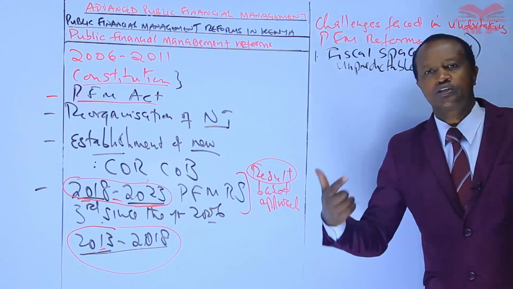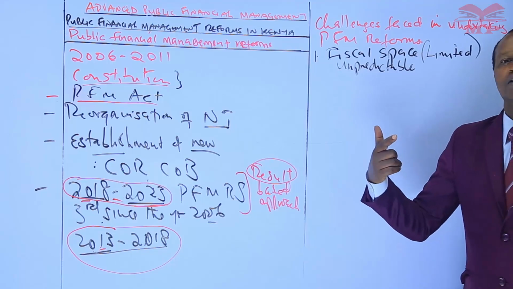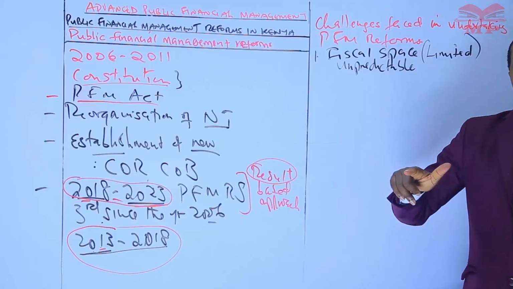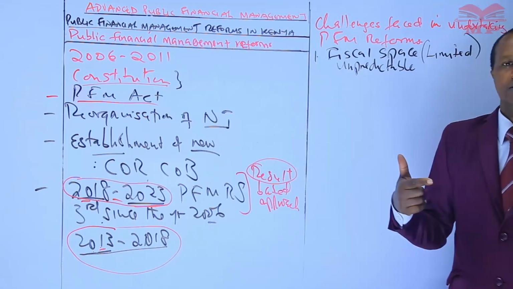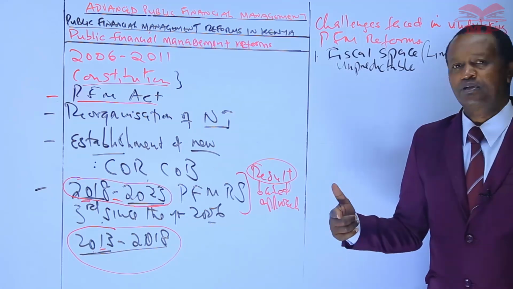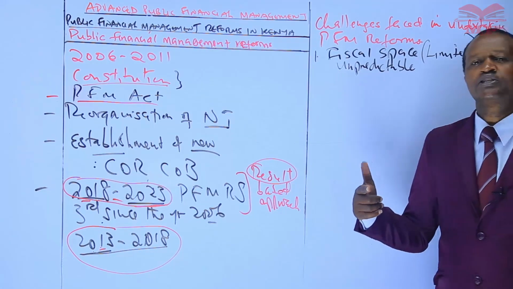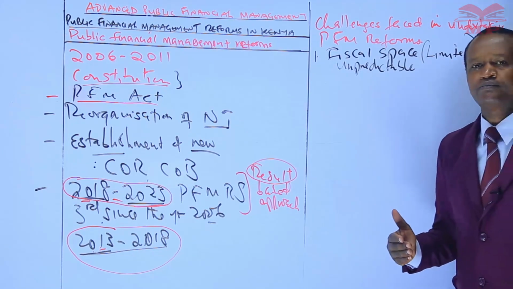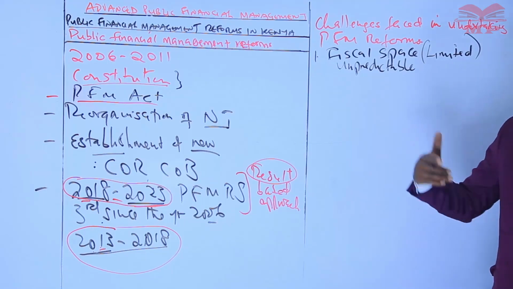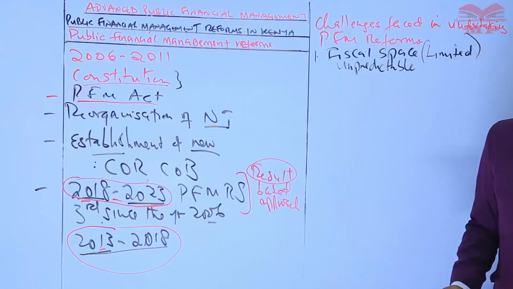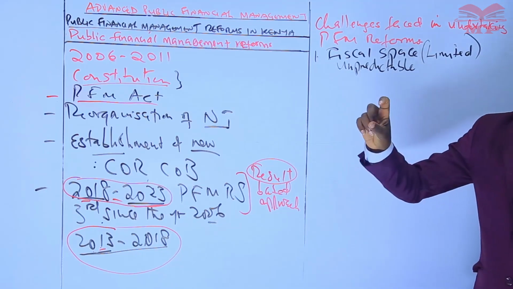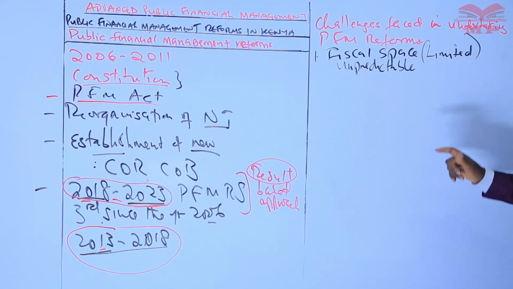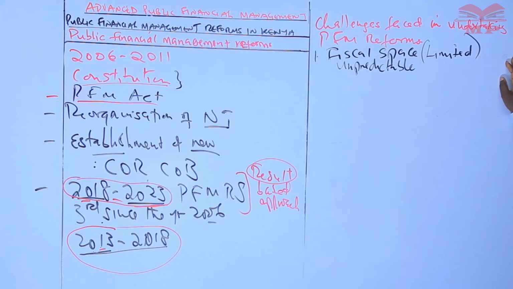So the cost of the recurring expenditure, when you combine it with the servicing of the public debt and the salaries in the public service, far outweighs the revenue growth. The expenditure is growing at an alarming rate, whereas revenue growth is below potential. So that is one of the key challenges in implementing the public finance management reforms.